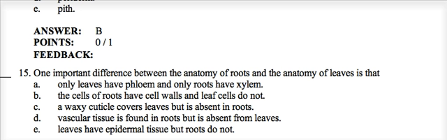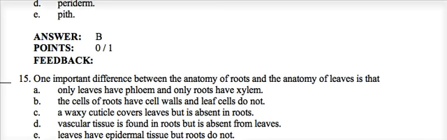Number 15. One important difference between the anatomy of roots and the anatomy of leaves is that: only leaves have phloem and only roots have xylem; the cells of roots have cell walls and leaf cells do not; a waxy cuticle covers leaves but is absent in roots; vascular tissue is found in roots but is absent from leaves; and leaves have an epidermal tissue but roots do not. So pause before I give you the answer and explanation.